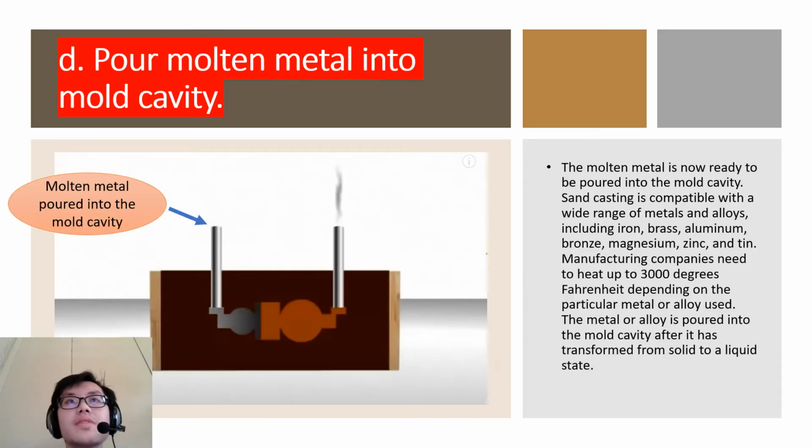The fourth step is to pour the molten metal into the mold cavity. The molten metal is now ready to pour into the mold cavity. Sand casting is compatible with a wide range of metals and alloys, including iron, brass, aluminium, bronze, magnesium, zinc and others. Manufacturers usually need to determine what temperature is suitable for the molten metals.